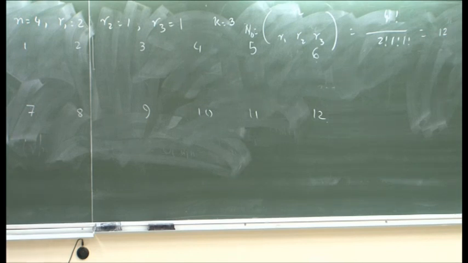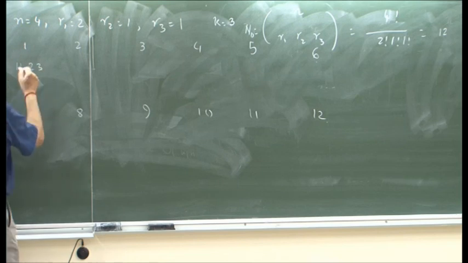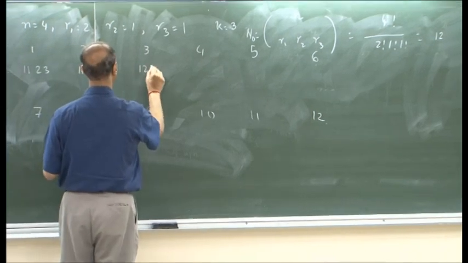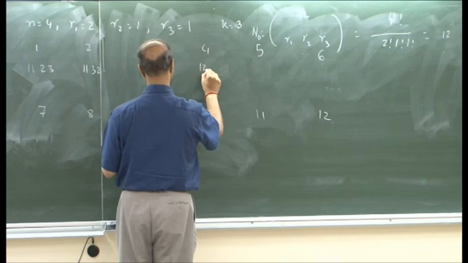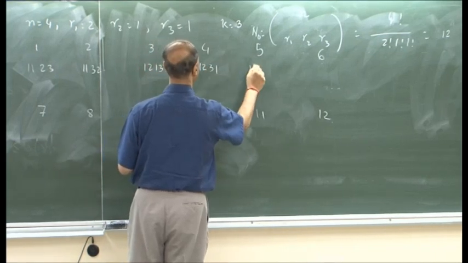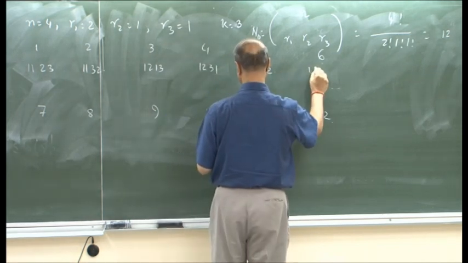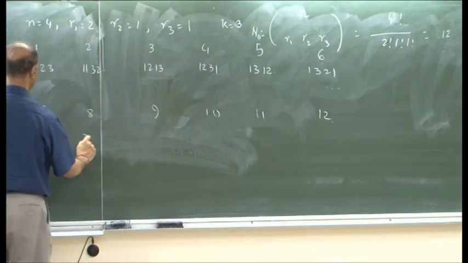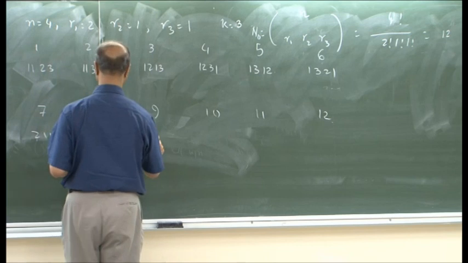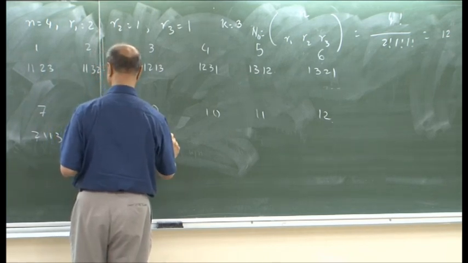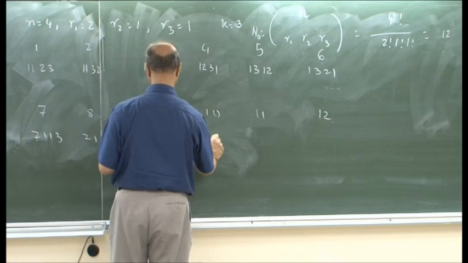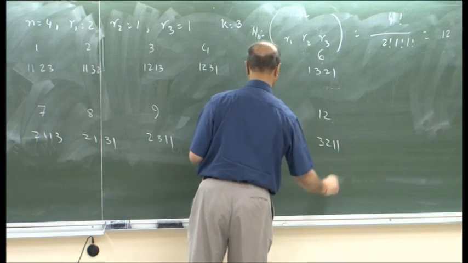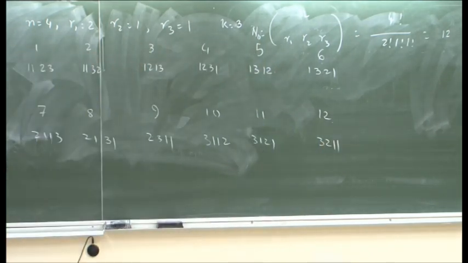So this permutation, let us understand lexical permutation: 1, 1, 2, 3 is the first combination, then 1, 1, 3, 2, then 1, 2, 1, 3, then 1, 2, 3, 1, then 1, 3, 1, 2, and then 1, 3, 2, 1. You have 2, 1, 1, 3, 2, 1, 3, 1, 2, 3, 1, 1, 3, 1, 1, 2, 3, 1, 2, 1, and 3, 2, 1, 1. So these are the 12 permutations you have.